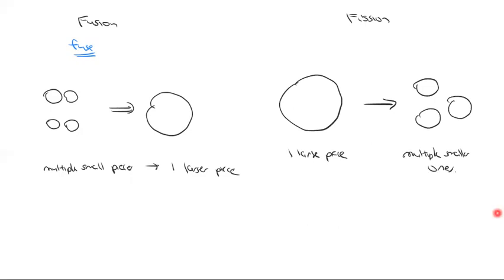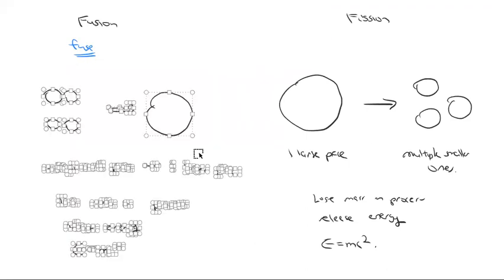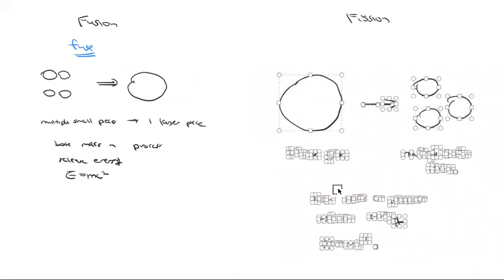Okay. Now, both of these, for the reactions we're doing anyway, both of them lose mass in the process. And that's why both of them release energy in the process. And therefore, as a result of that, both of them will use E equals mc squared to do so. So hopefully that makes it clear.